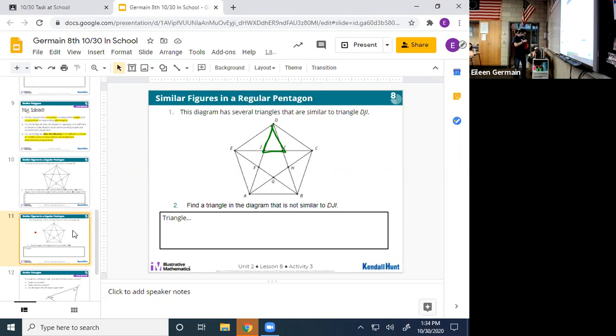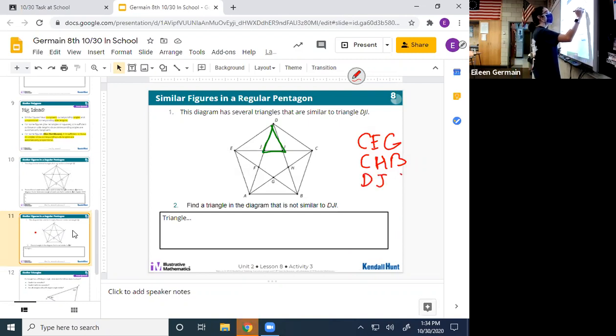Good job, Olivia. Let me write that down. We're going to check them, so I'm just going to write them for now, and then we can check them. C, E, G, C, H, B. Sawyer, I'm going to get one from you first. Sawyer's going to tell me what is one. Carter, I want you to throw one in the chat as well. Sawyer, which one do you think is not similar to this DJI?